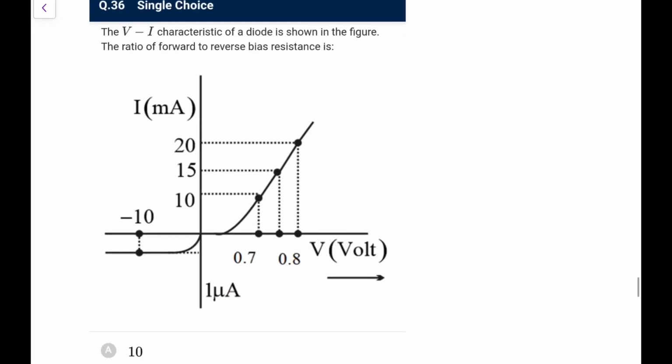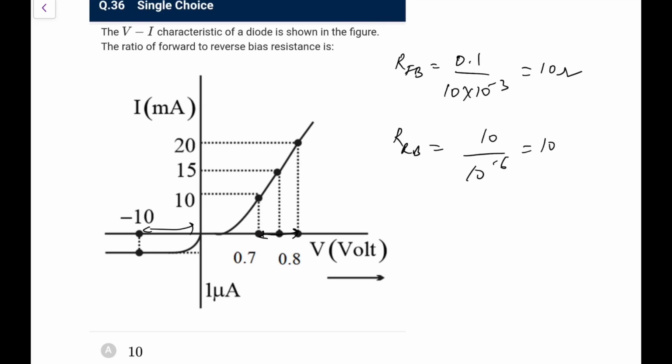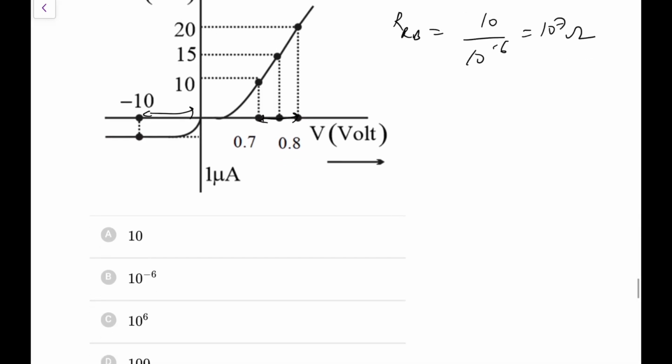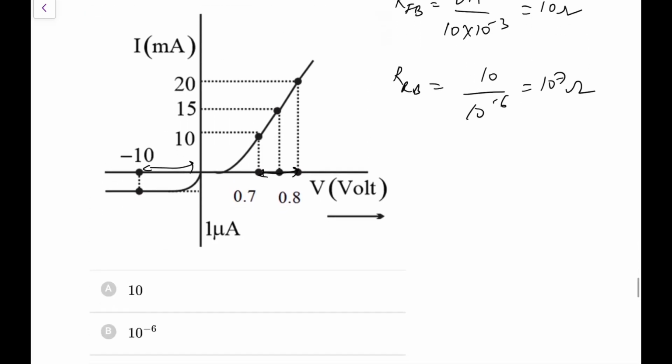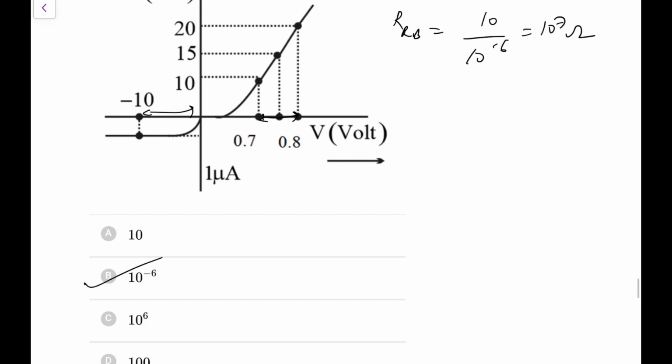Next, the VI characteristic of a diode is shown in the figure. The ratio of forward to reverse bias resistance is the same question I took in that revision series. In the forward bias, the voltage has changed by 0.1 volts and the current has changed by 10 milliamperes. So it comes out as 10 ohms. In the reverse bias, you change the voltage by 10 and current changes by 1 microampere. So it is 10 to the power 7. So the ratio of forward to reverse would be 10 to the power minus 6. Go for option B here.